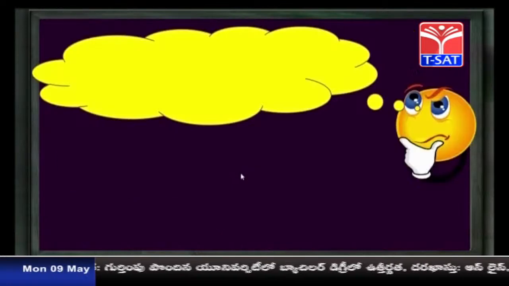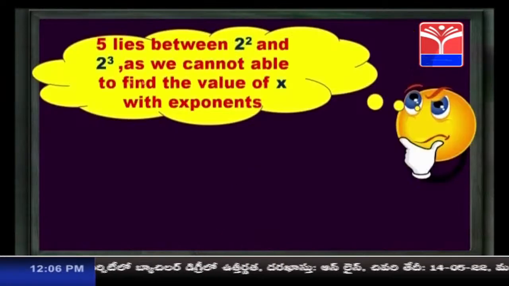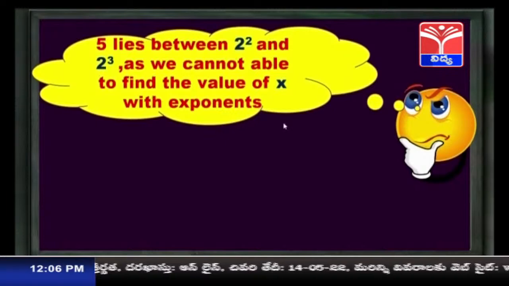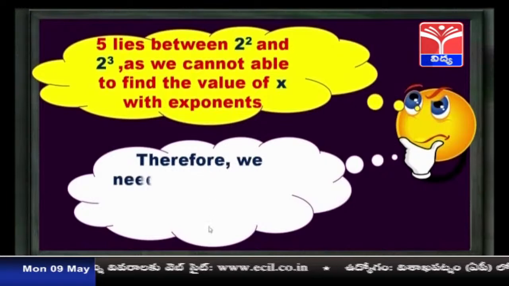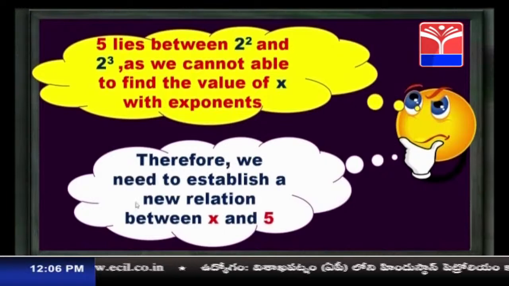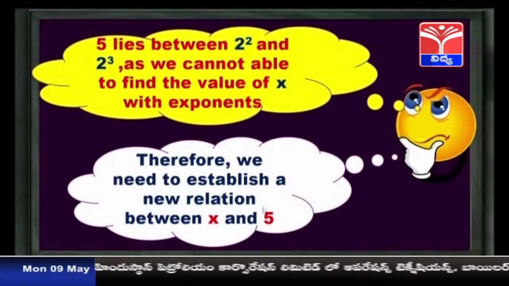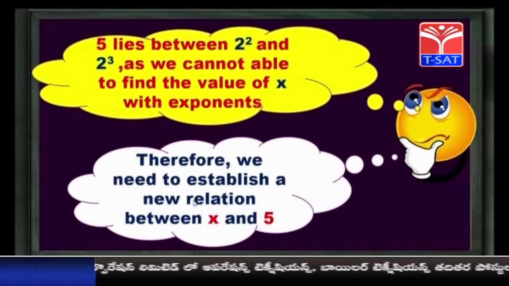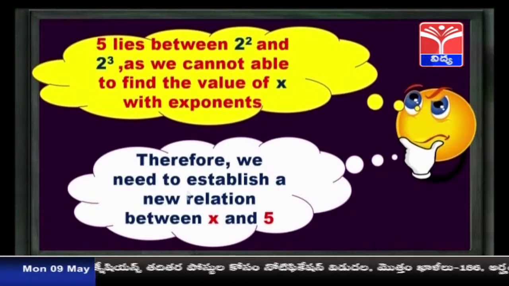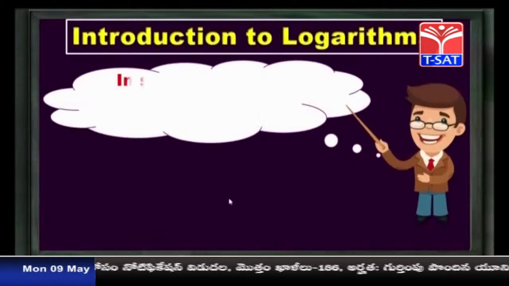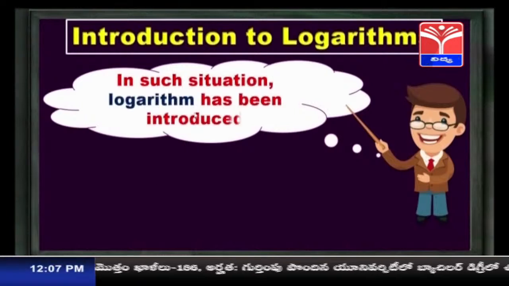So what we can say here is 5 lies between 2 square and 2 cube, as we cannot find the value of x with exponents. So we need a special relation, that is, we need to establish a new relation between x and 5. As we cannot find the value of x with 2 power x equal to 5 in exponential form, we need a new relation. In such a situation, logarithm has been introduced.